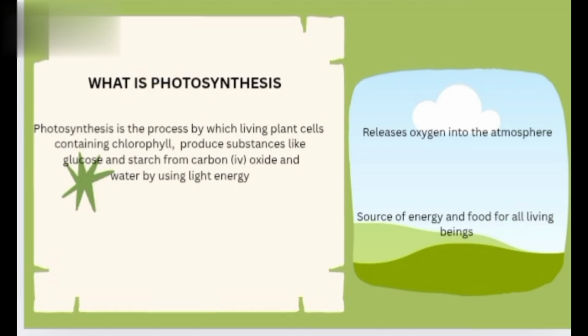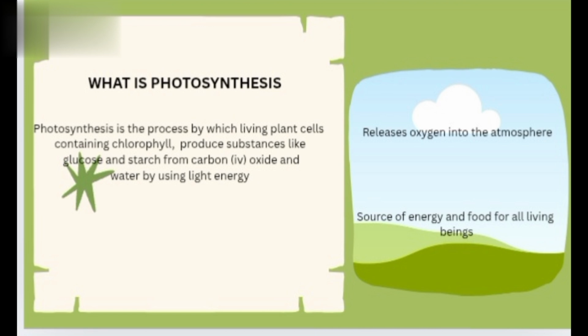Now, definitely, you can't talk about plant nutrition without talking about what photosynthesis is. Photosynthesis is not something new, we've all heard about it before. Photosynthesis is the process by which living plant cells containing chlorophyll produce substances like glucose and starch from carbon dioxide and water by using light energy. Something I want you to note is that plants release oxygen as a waste product during photosynthesis. What is the importance of photosynthesis?